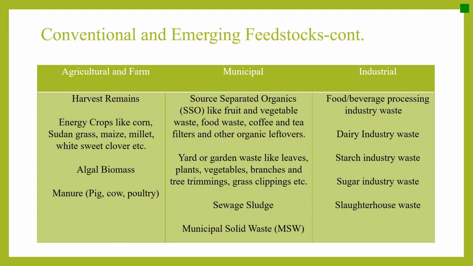Also, from the municipal side, we have source separated organics like fruit and vegetable waste, food waste, coffee and tea filters, and other organic leftovers. Also we have yard or garden waste like leaves, plants, vegetables, branches and tree trimmings, grass clippings, etc. And sewage sludge is one of the conventional feedstocks. Also we have municipal solid waste. From the industrial side, we have different industrial waste like food and beverage processing industry waste, dairy industry waste, starch industry waste, sugar industry waste, as well as slaughterhouse waste.